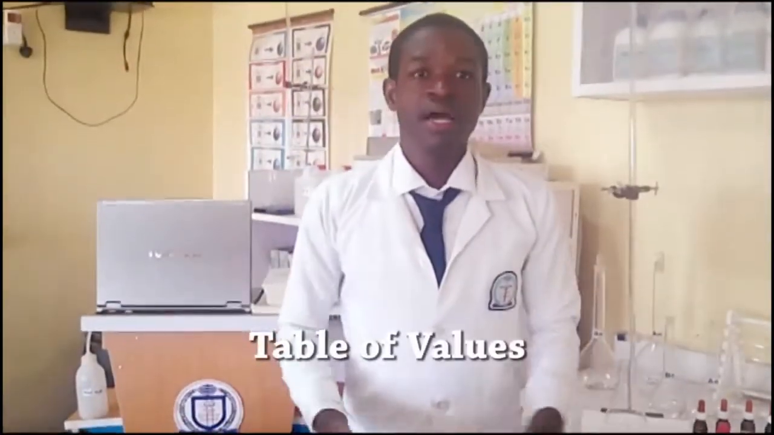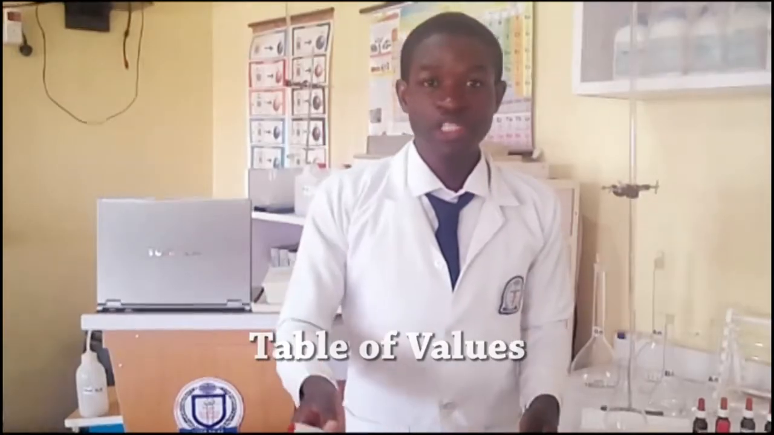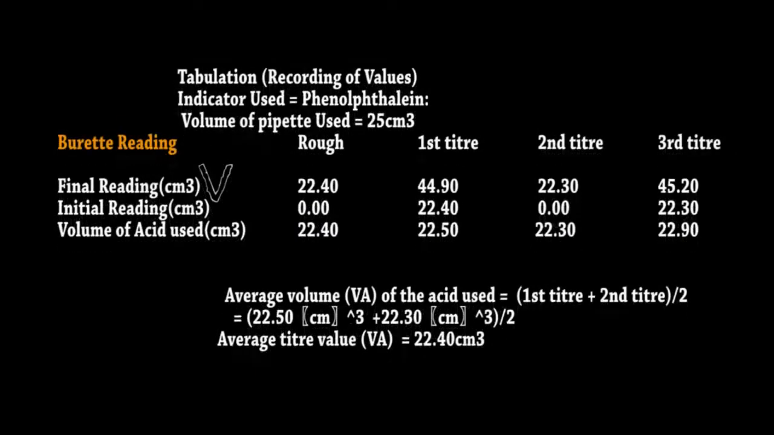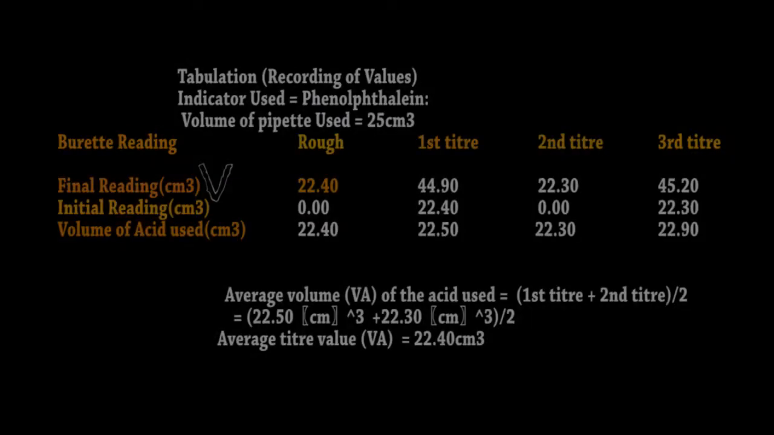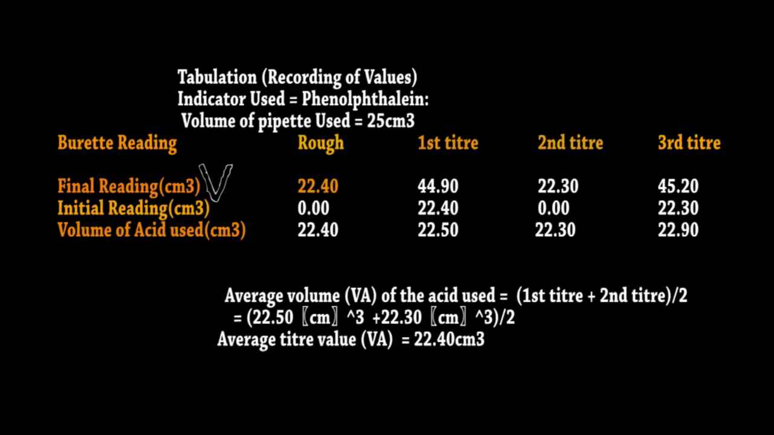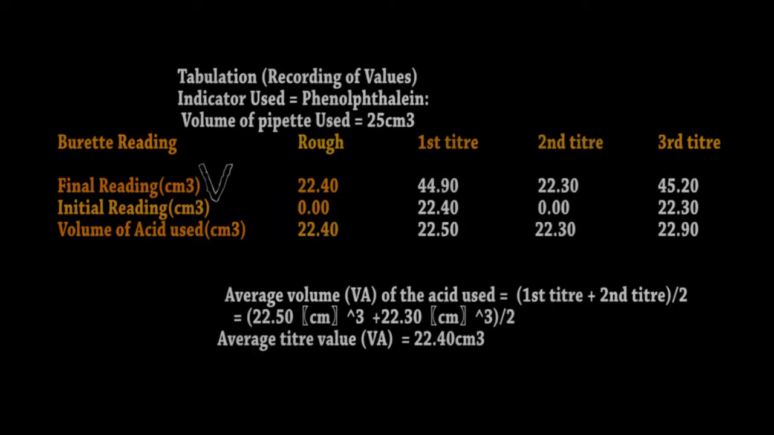Table of values. The table should be prepared before starting the titration, and the features are burette reading, final reading, initial reading, volume of acid used, rough, first titer, second titer, third titer. The first and foremost titration is regarded as rough. It must be carefully carried out in order to determine the endpoint range. When the initial reading is subtracted from the final reading, the volume of acid obtained is called the titer value, which is the volume of the acid used.